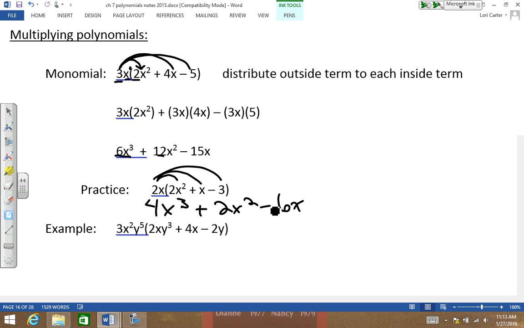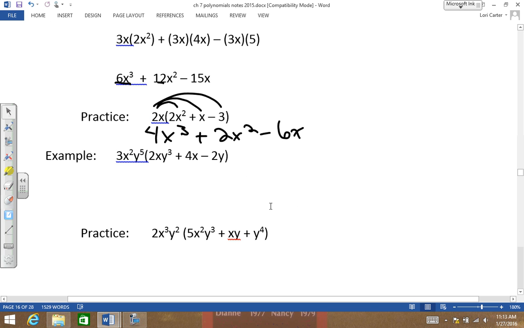Except now we have 2 variables. Is anything going to change? No. So, when we do this, we multiply individually. What's 3 times 2? 6. x squared times x is x to the third. y to the 5th times y cubed is y to the 8th.